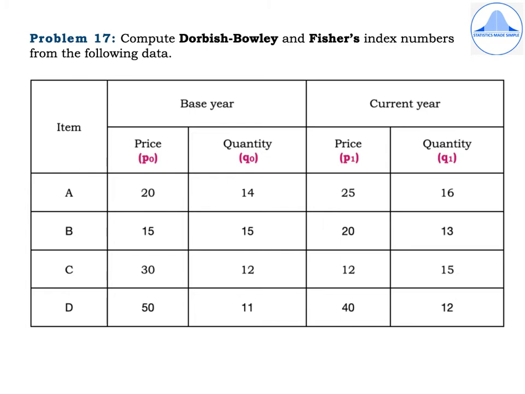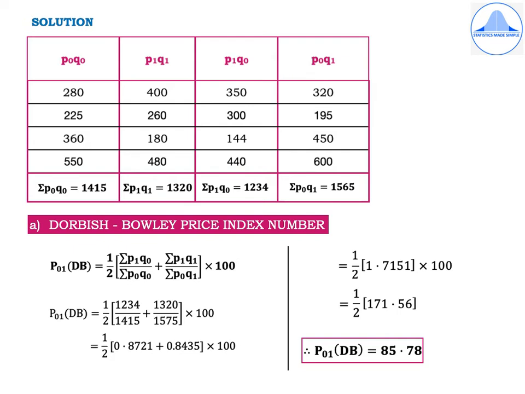Marking the prices for the base year as P0, the quantities for the base year as Q0, prices for the current year as P1 and quantities for the current year as Q1. We do the further calculations. Under solution, form the four columns as P0 Q0, P1 Q1, P1 Q0 and P0 Q1. The values for P0 Q0 are 280, 225, 360 and 550. So summation P0 Q0 is 1415.